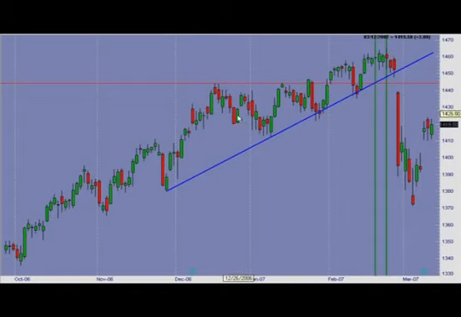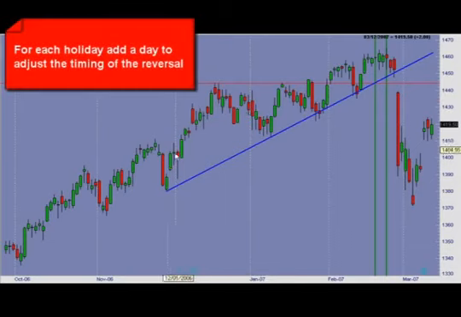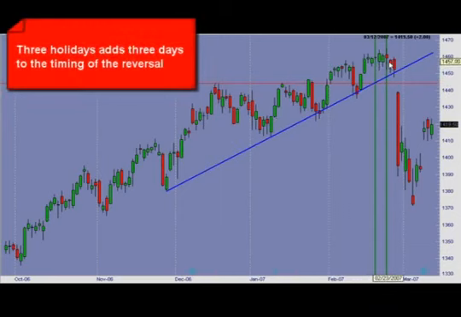Well, if you go back here, you would find that December 25th and 2 days in January create 3 holidays in the market, requiring that an adjustment be made. No matter where those holidays fell within this triangle, we would simply add additional days. In this case, 3 days later, 1, 2, 3, and we come up with exactly the right time.